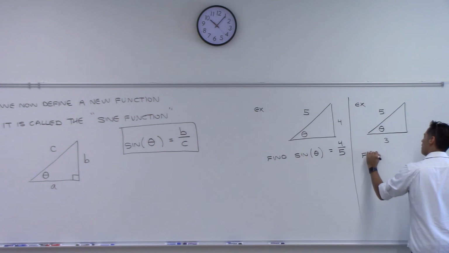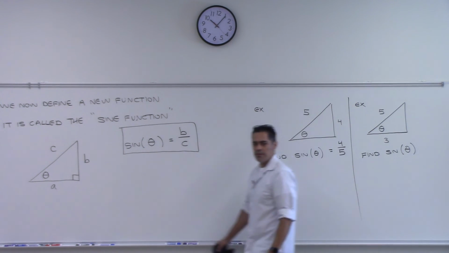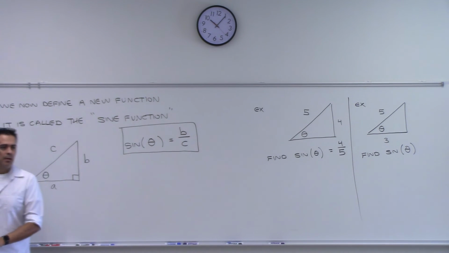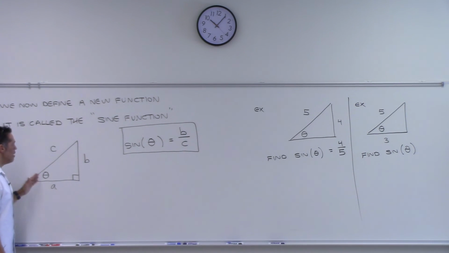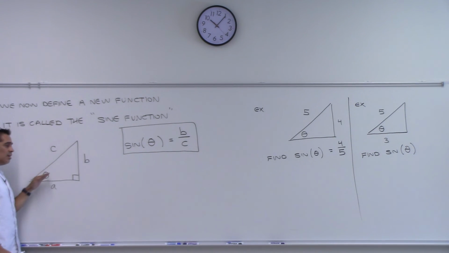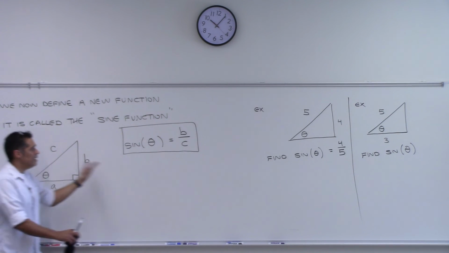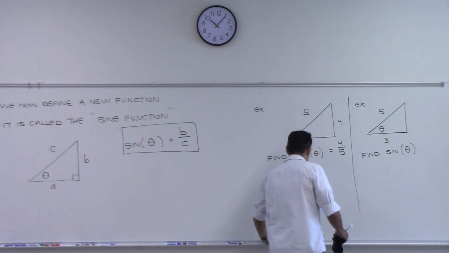Find sine of theta. What's different about this problem? Did I give you what you needed? I did not give you what you needed. According to the definition of sine, you have a right triangle. Here's the angle. You need to be looking at this side over here, the one across from the angle. We actually call that the opposite side. And then we need to divide it by this number, which is the hypotenuse. So over here, I've not given you the opposite side, have I?